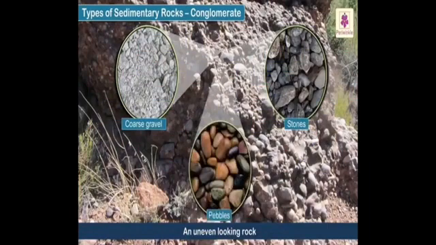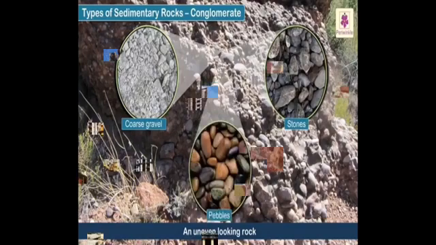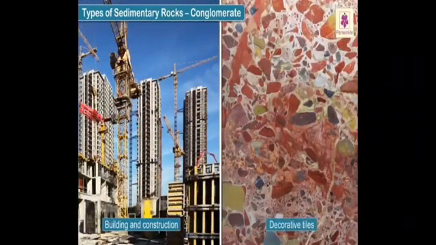Conglomerate. This rock consists of coarse gravel, stones, and pebbles, which solidifies into an uneven rock. It even shows patches of different color. The conglomerate is used for building construction and is also seen in decorative tiles.